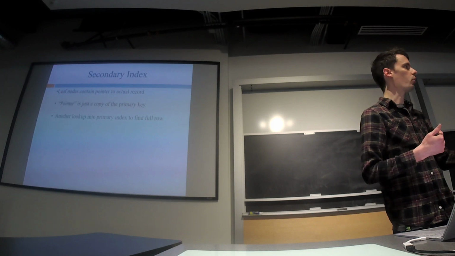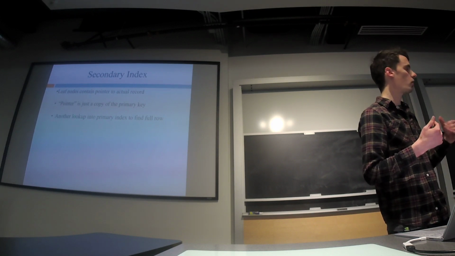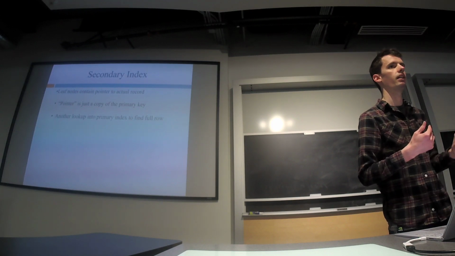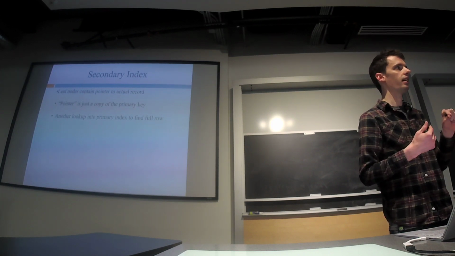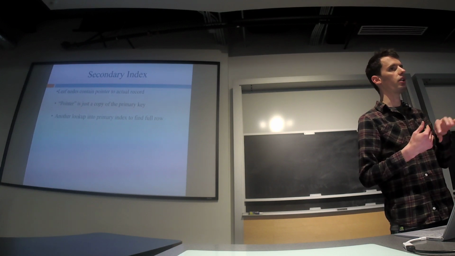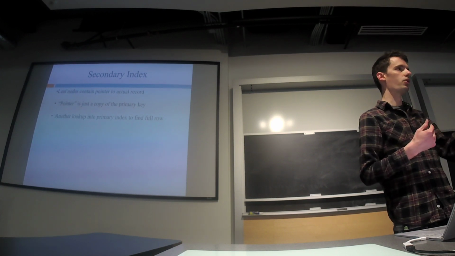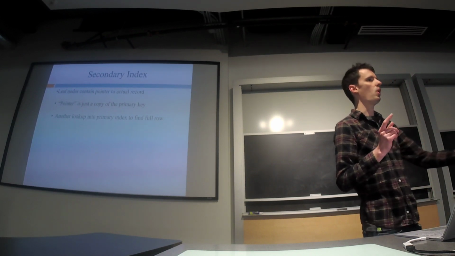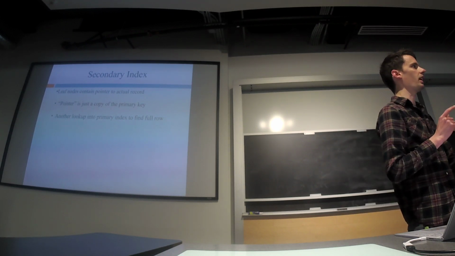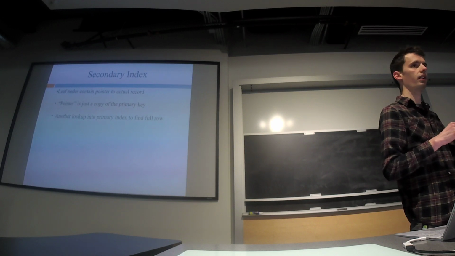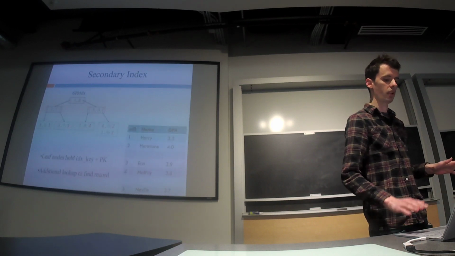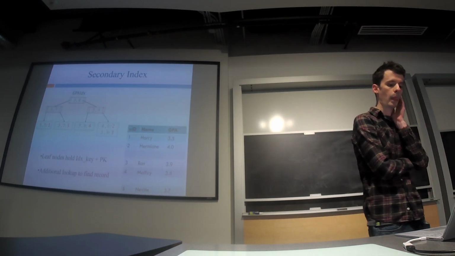When I say pointer, what we actually do is we don't hold the location on the disk. We just store the primary key, because that is in some sense a pointer. We can use the primary key to search through the primary index to find the row. We'll talk about why we do it that way. That might seem like extra work. Why not just have a direct pointer to the record? But let's just look at how this works first.